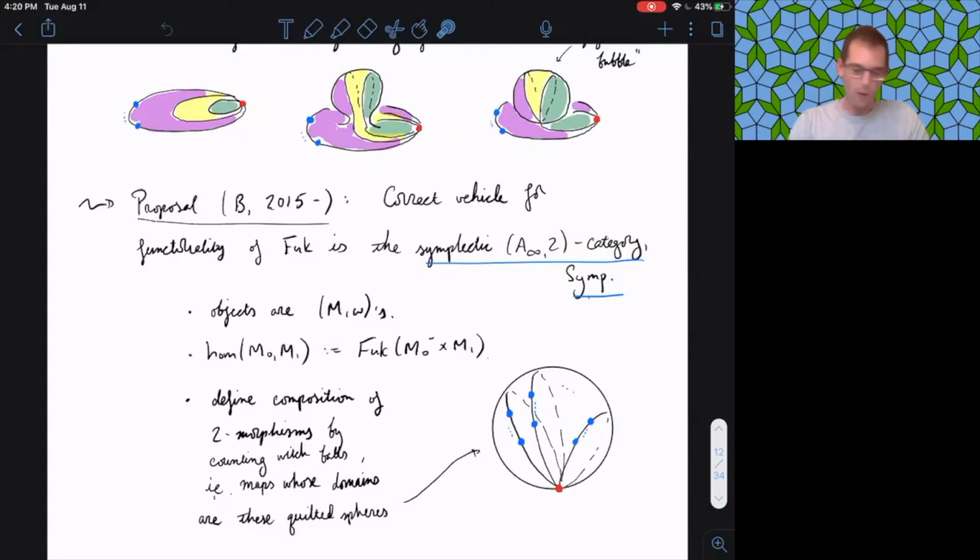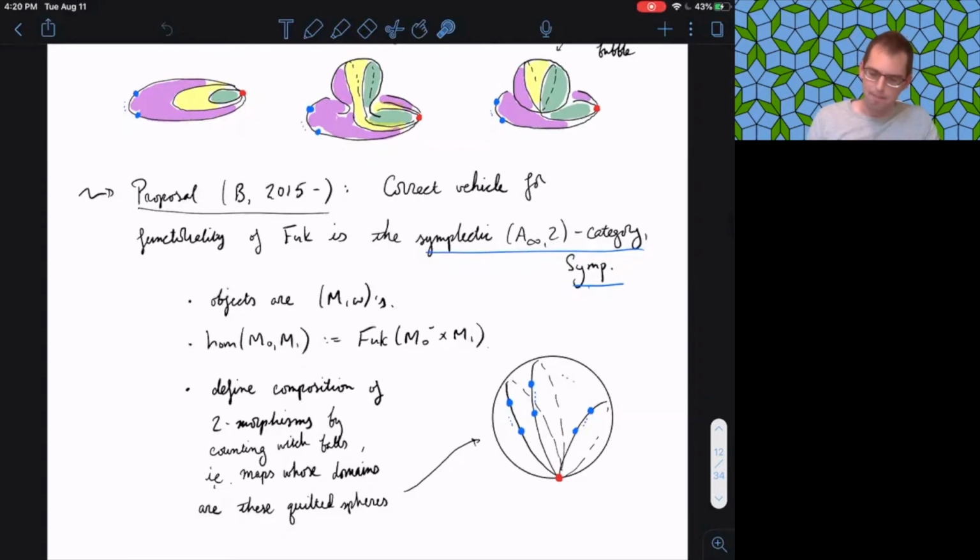Now, okay, so ordinarily what's a 2 category? It's something where you have objects, and Hom from one object to another is a category, a one category. In this case, it's something like a two category. The objects are symplectic manifolds. And now Hom from one object to another is going to be the Fukaya category of the product, which is in particular an A infinity category.